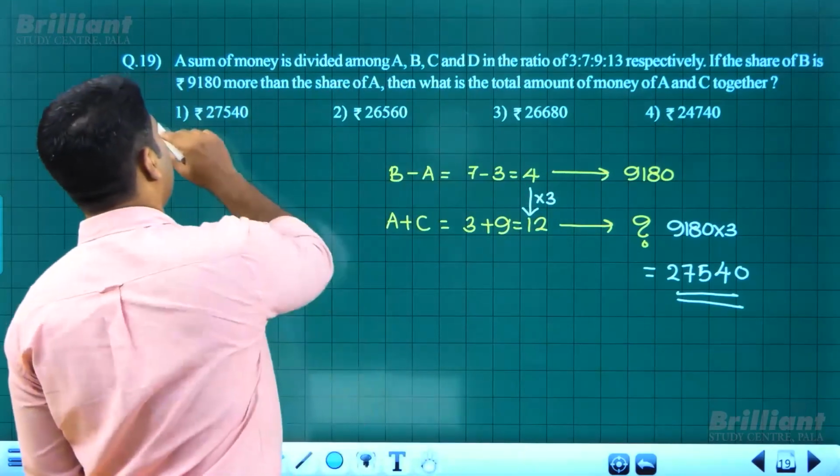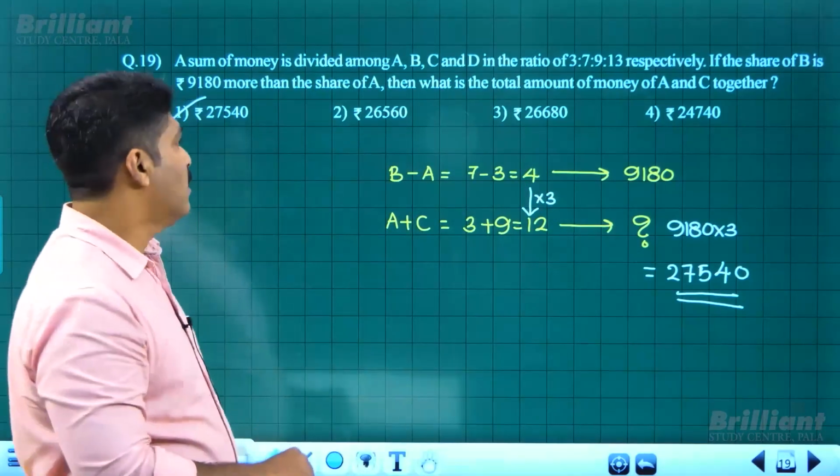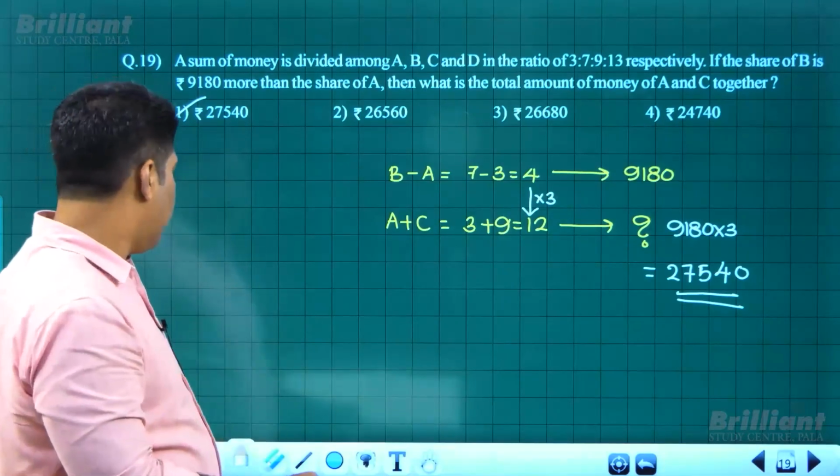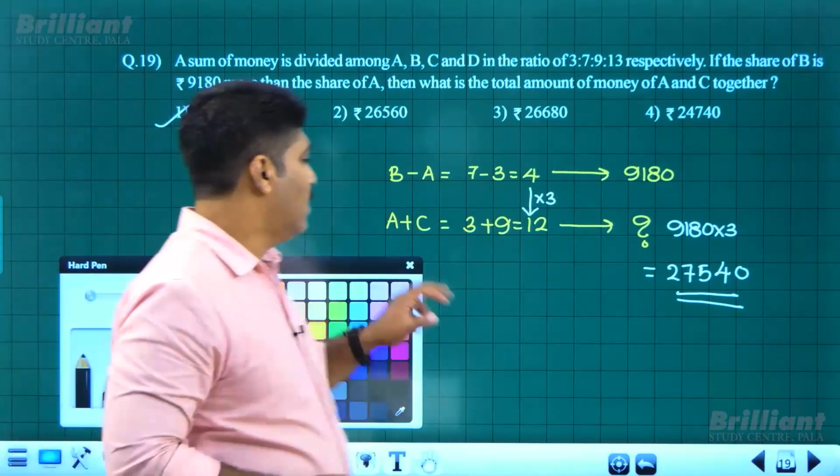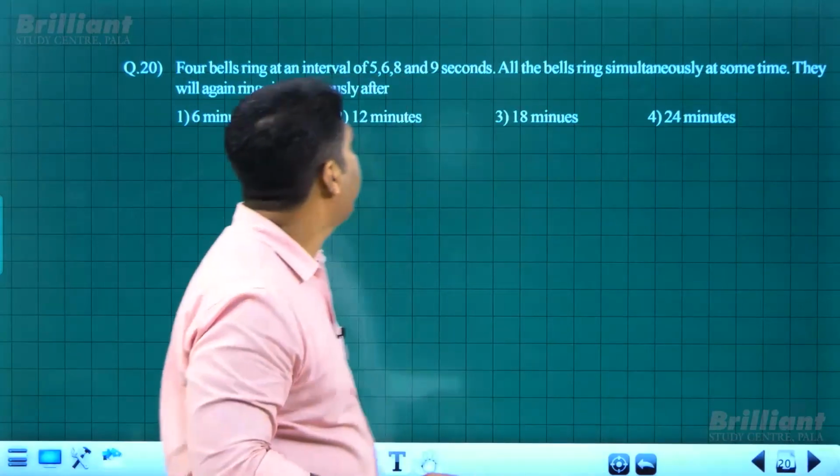Correct. So therefore, the answer is the first option. That is 27,540. So then move to the next question.